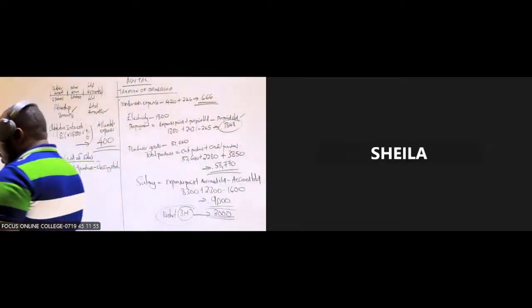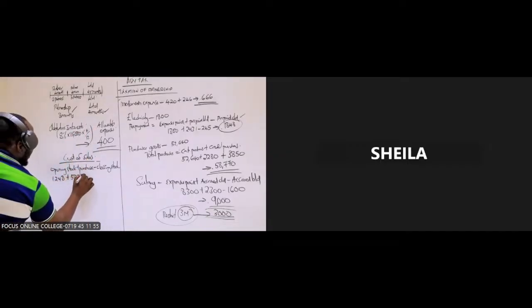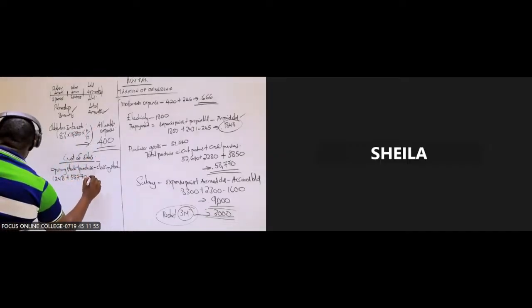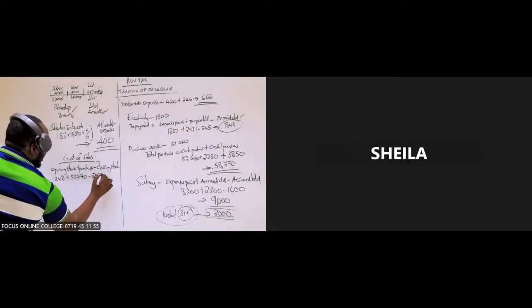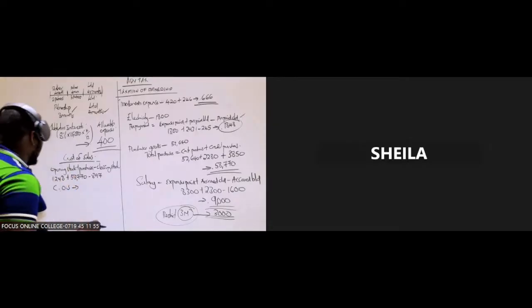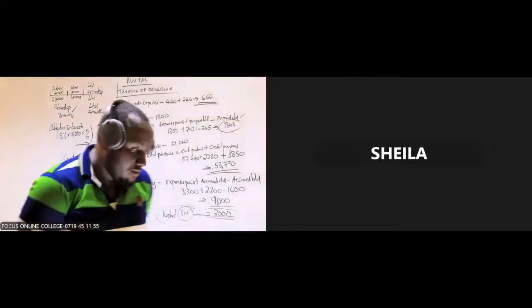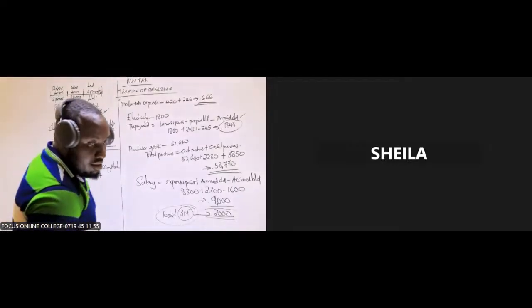So for the cost of goods sold, opening stock is 1248, plus purchases. What is the figure for the purchases? We have it as 5877, then minus the closing stock, which I have as 897. So what is the cost of goods sold? Give me the cost of goods sold. What is the figure?